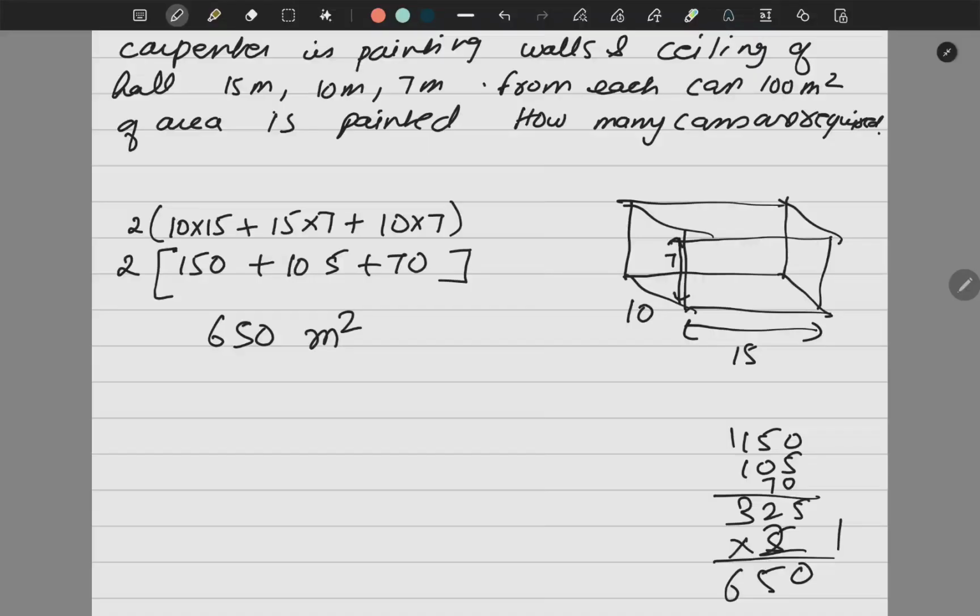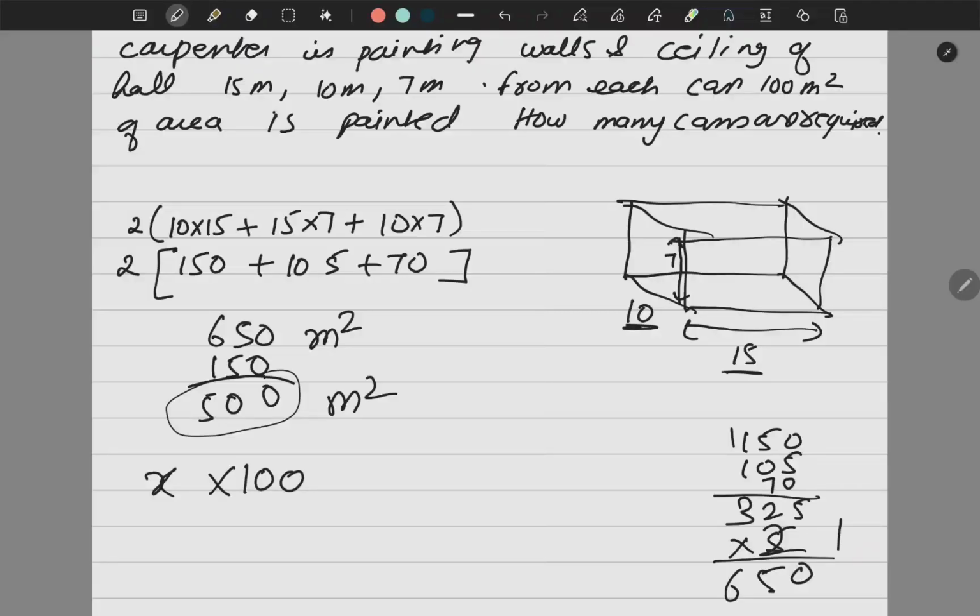But I should subtract the base because the floor I am not going to paint. Floor area is what? 15 into 10, that is 150. So if I subtract 150 from this, I will have 500 meter square. Correct? Now suppose there are X cans and each can does 100 meter square area. Okay, total area is how much? 500. So what is the value of X? X is 500 upon 100, which is equal to 5, which is my answer.